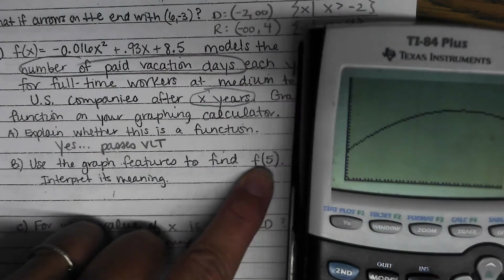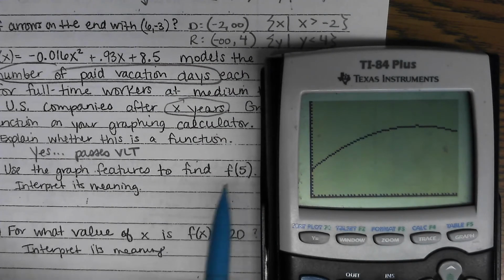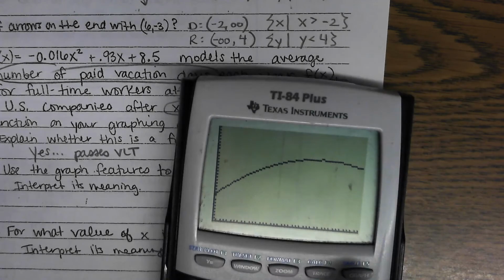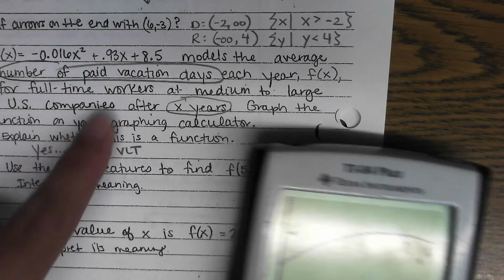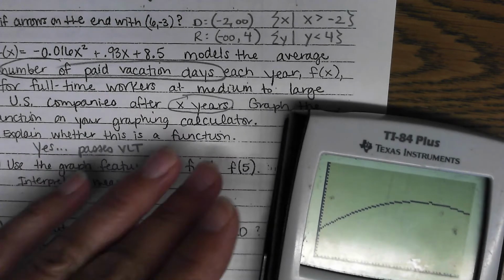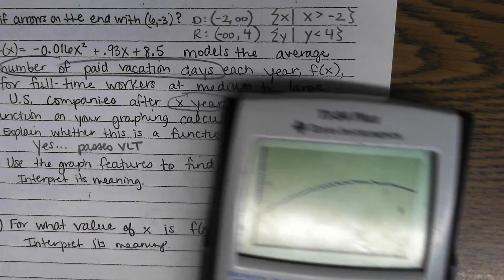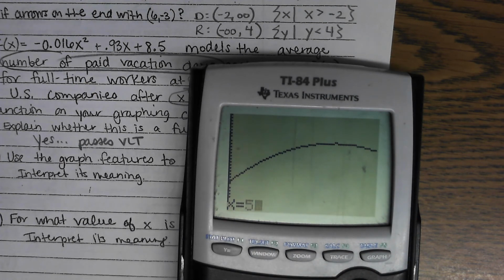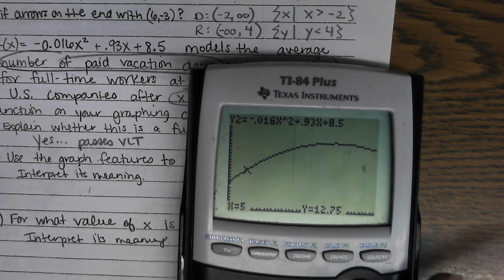Find f of 5. So again, f of 5 essentially is going to mean the number of paid vacation days if you've been working at the company for 5 years. So again, we know that we could just plug it in, but rather than re-plugging in all those numbers, let's pretend we had to do like 10 different values in a row. Second trace, and then value. You'll just type in x equals 5, that's what you want to know, and there are 12.75 vacation days.